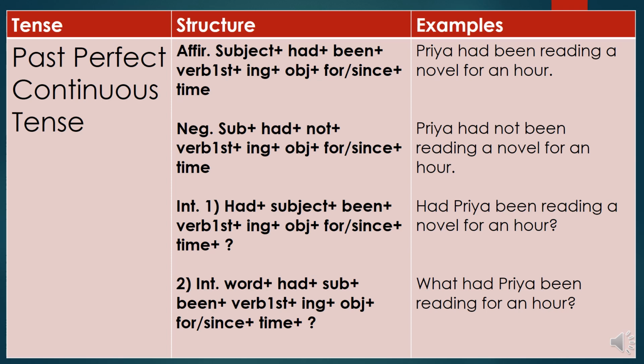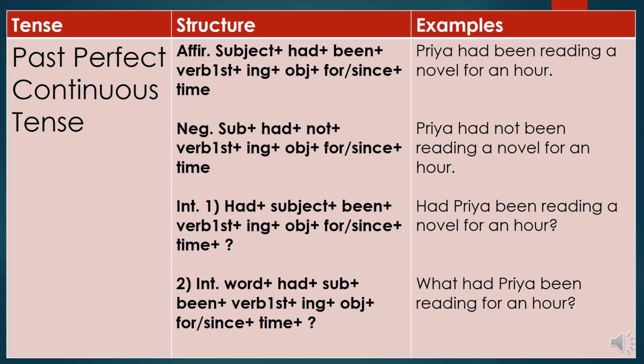Now see the negative. What is the change here? We will use not. Here I have missed the word been, but you will use been after not. So subject plus had plus not plus been plus verb first form plus ing plus object plus for, since, and the time. So please do remember while writing your notes, while drawing the chart, that you have to put been after not. I have missed it in the slide, but you should not do so. So got it? So see, Priya had not been reading a novel for an hour.